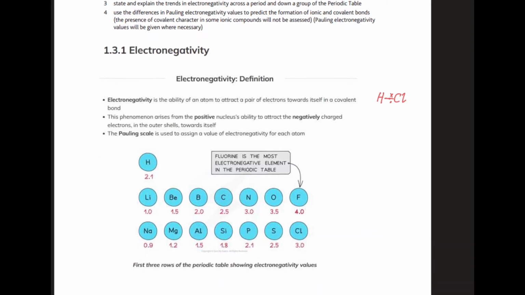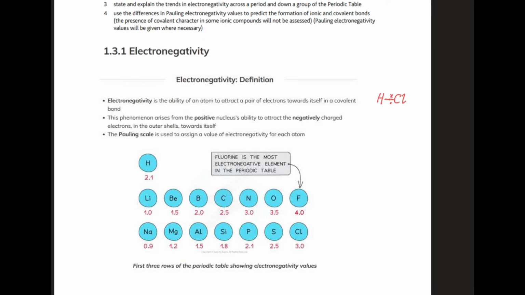Wait, here. I thought HCl was ionically bonded. HCl. Yeah. Oh, you thought this is an ionic compound? Yeah, because I thought hydrogen is like a positive ion.